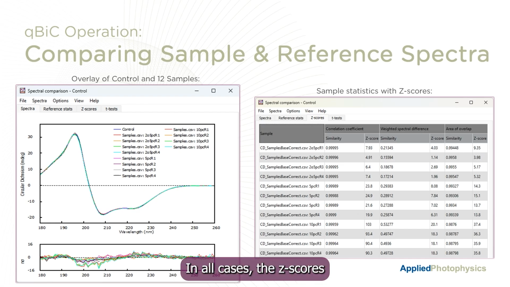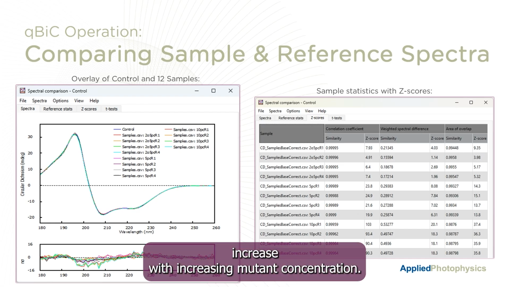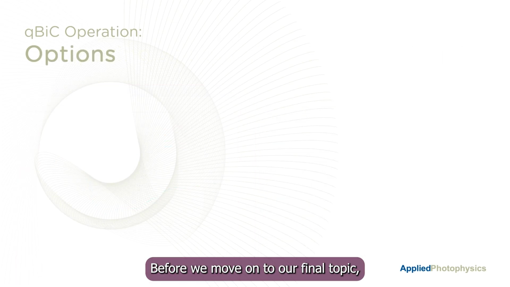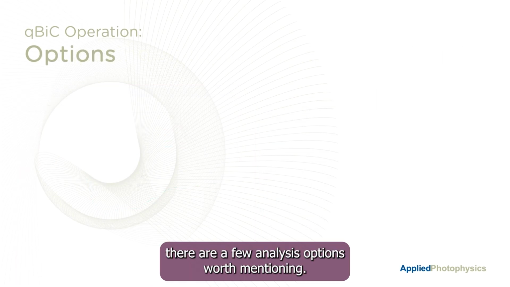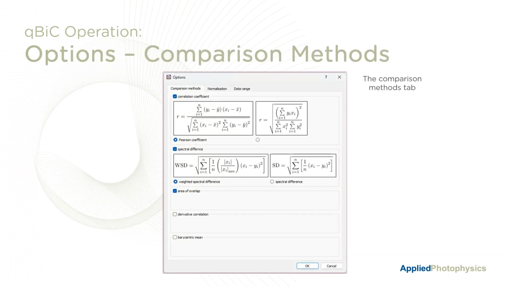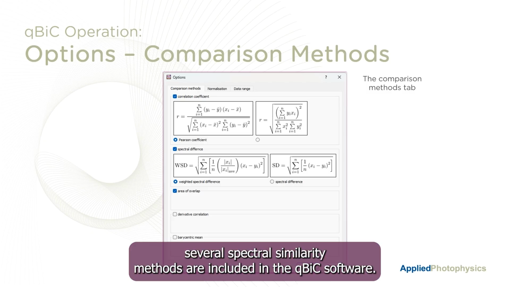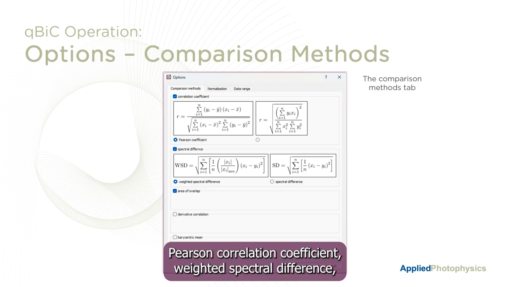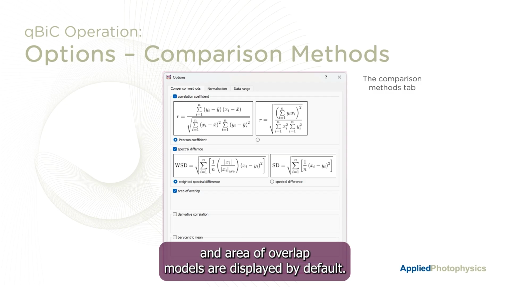In all cases, the z-scores increase with increasing mutant concentration. Before we move on to our final topic, there are a few analysis options worth mentioning. As discussed in Video 4, several spectral similarity methods are included in the qBiC software. The Pearson correlation coefficient, weighted spectral difference, and area of overlap models are displayed by default.